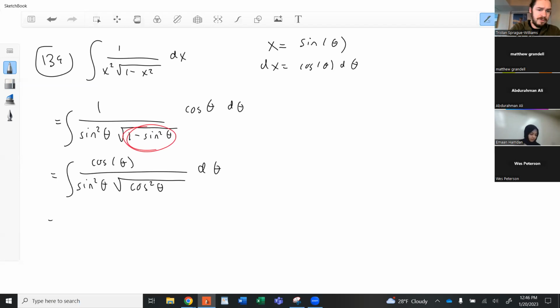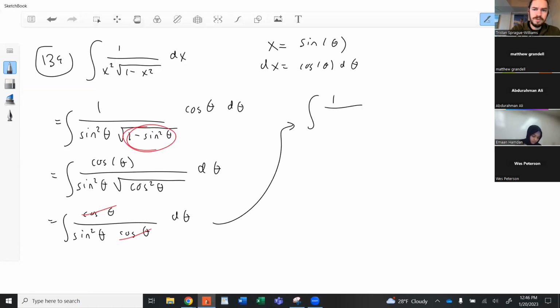And then we're going to have the square root and the square cancel to cosine to the power 1. Lovely. So now we have a cosine theta in the numerator and the denominator, which cancels out. So now we have 1 over sine squared. Aha! 1 over sine squared.